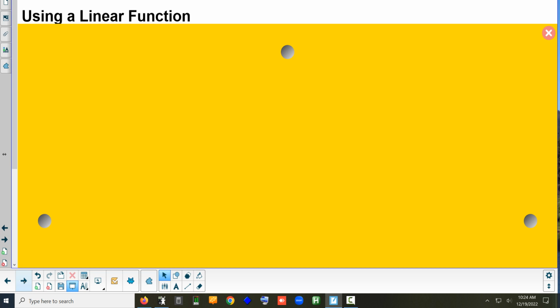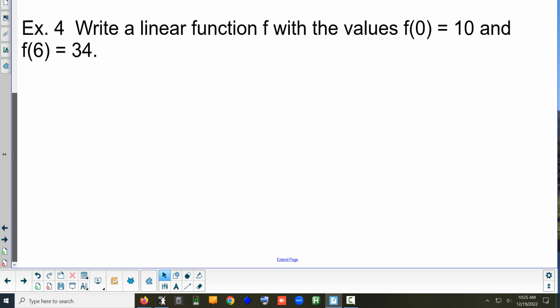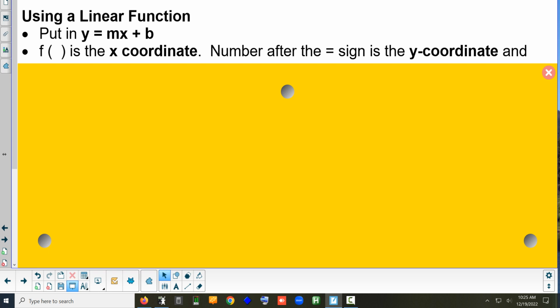Okay, so the last one says using a linear function. This is really the same as 2 points. It's going to be exactly the same thing. So first of all, we're going to be using the y equals mx plus b again. And the only thing that they do is they're giving you a coordinate, they're just writing it a little differently. But what they're going to be giving you in this problem is a coordinate.